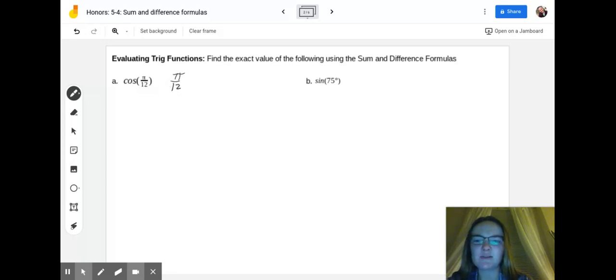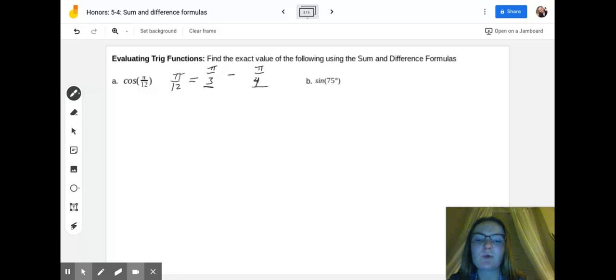Go ahead and pause and see if you can rewrite pi over 12 as something plus or minus something. Hopefully after pausing, you see there are so many answers here. You want to use two angles that are on the unit circle. The angles I'm going to use are pi over 3, and then I'm going to choose to subtract pi over 4. So pi over 3 minus pi over 4 does equal pi over 12.